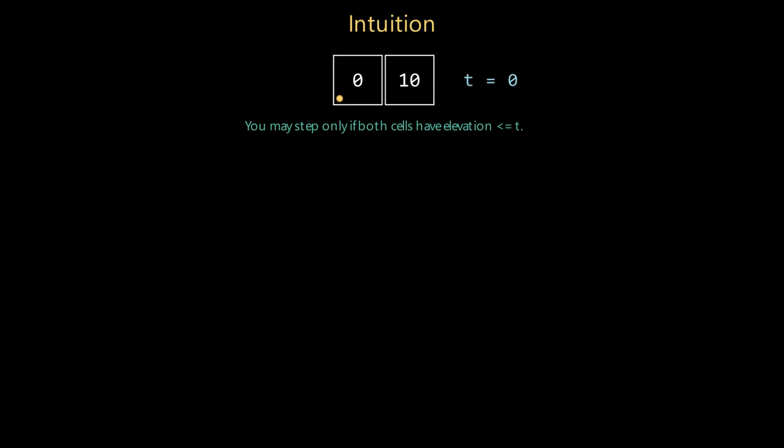From the 0 cell you try to step onto the neighbor at height 10. While t is still 0, that step is blocked because the right cell is too high. We raise t to 10, now both ends are allowed and the step opens.